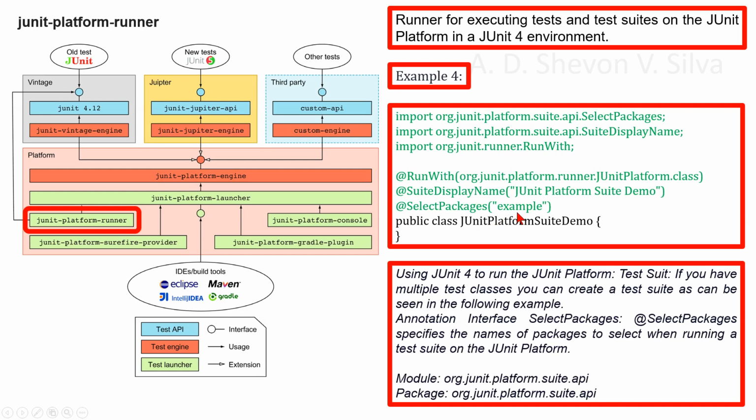Using the module org.junit.platform.suite.api and package org.junit.platform.suite.api. @SuiteDisplayName is used to declare a custom display name for the annotated test class that is executed as a test suite on the JUnit platform.